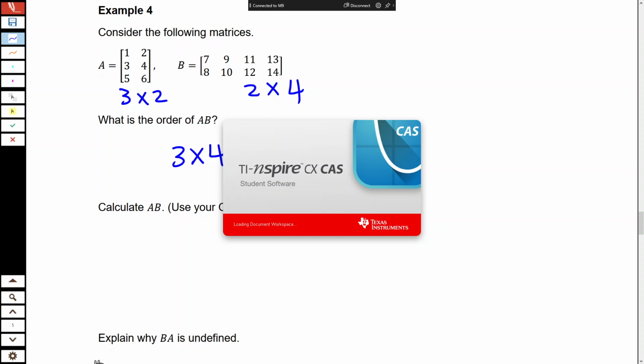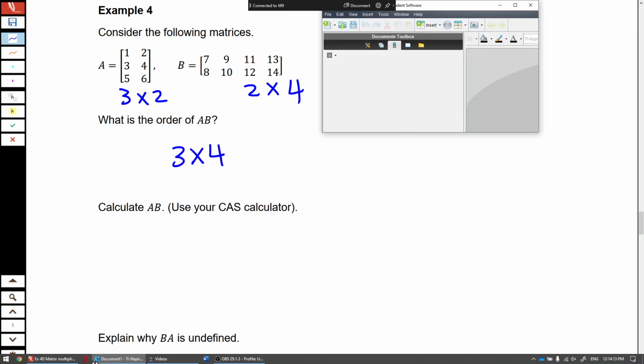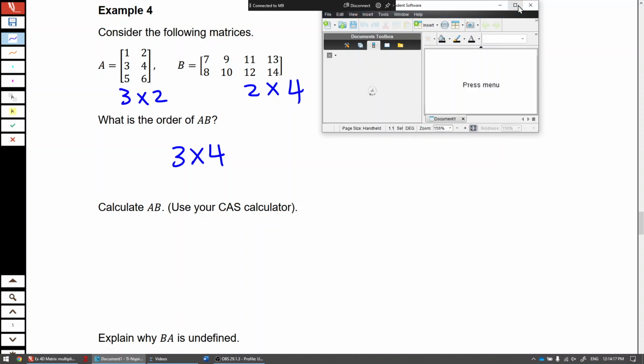So for this topic, you are at a big disadvantage if you don't bring your CAS calculator to class or to an assessment, because you don't want to be doing all of this by hand.